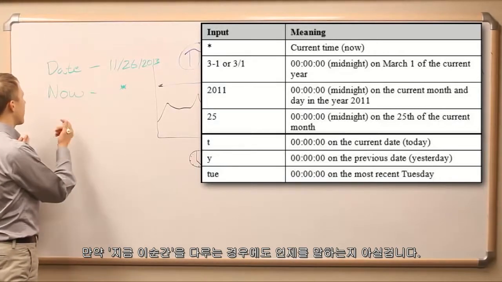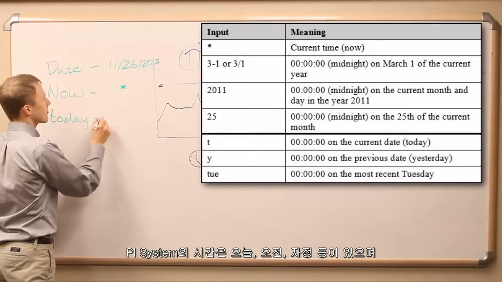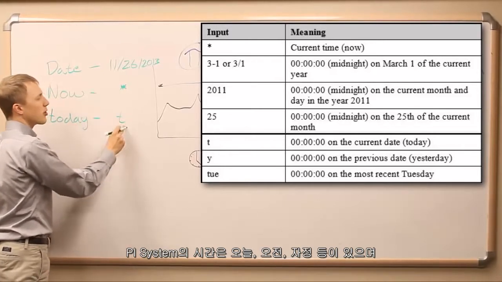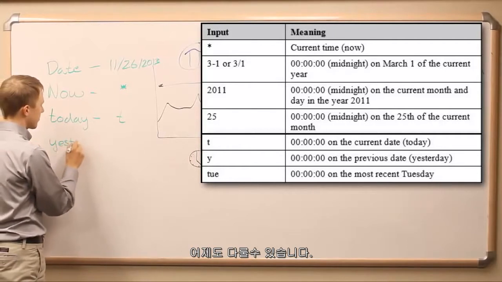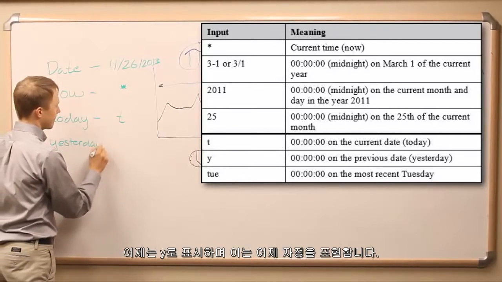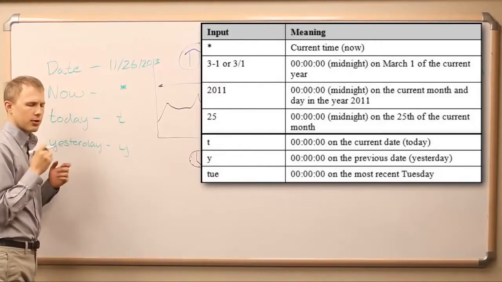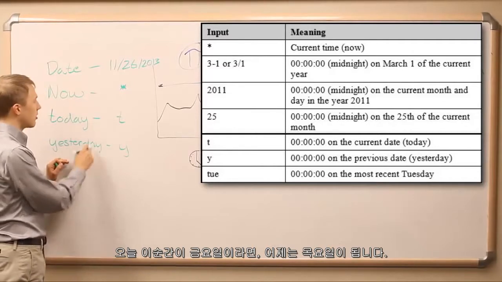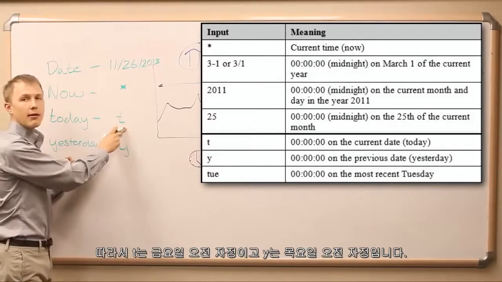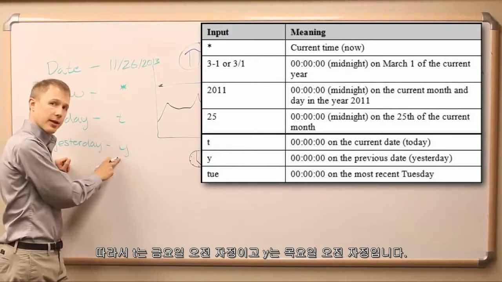Other things that we have in the PI System is we can refer to today, which is today, this morning at midnight. And we can also refer to yesterday, and that's Y. That's yesterday morning at midnight. So today right now is Friday, and yesterday would be Thursday. So T would refer to Friday morning at midnight, and Y would refer to Thursday morning at midnight.